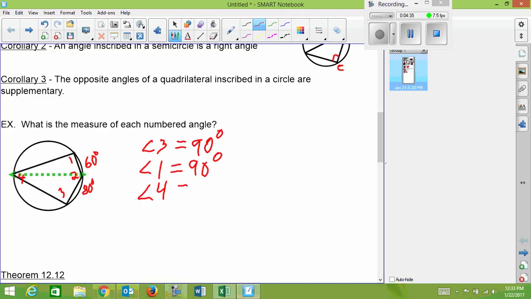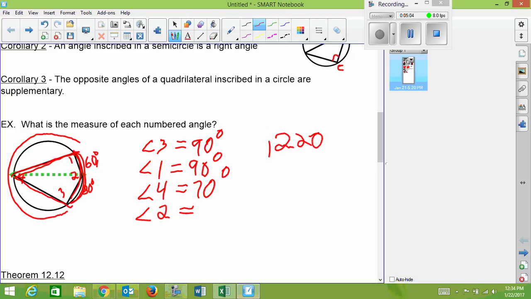Angle 4 would probably be the next easiest one to do, because I know that from here to here is 140, and that's what is intercepting this. Half of 140 is 70 for angle 4. Then angle 2 is the one I have left. From here all the way around, if I've already used up 140, and I know that the whole circle has to have 360, that leaves me with 220. If I divide that by 2 using the rule, angle 2 has to be 110 degrees.